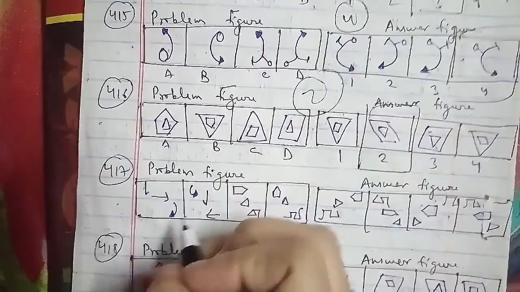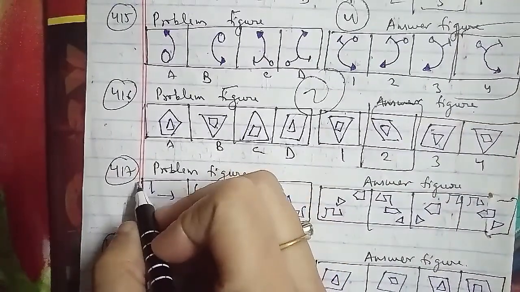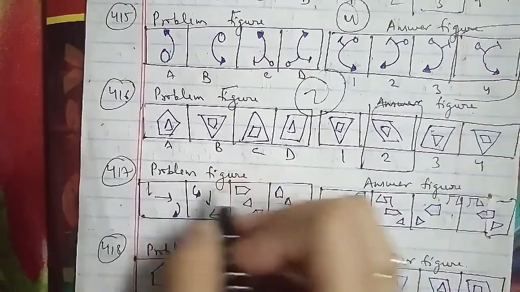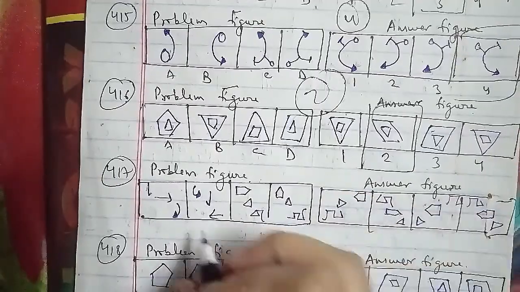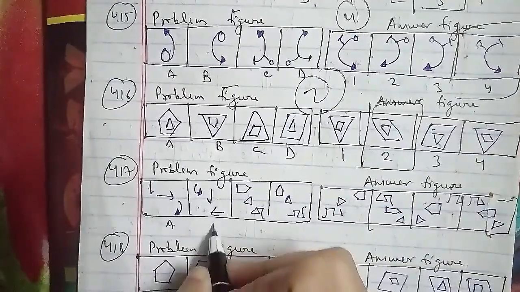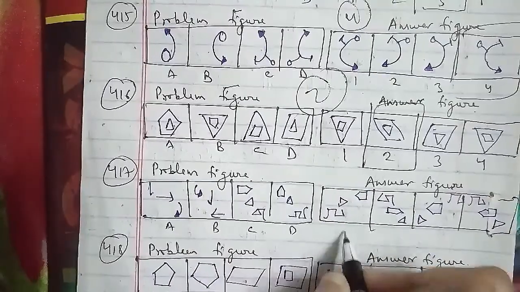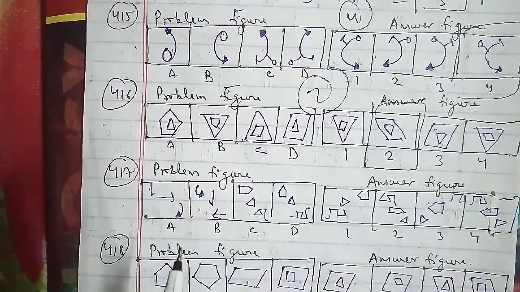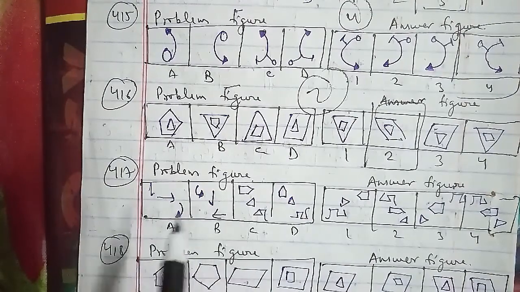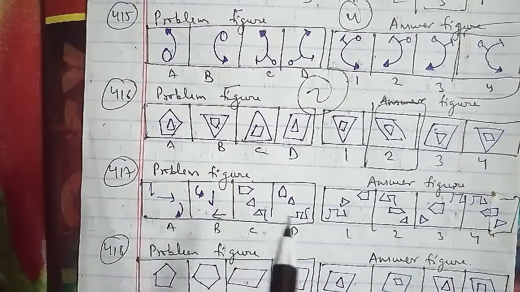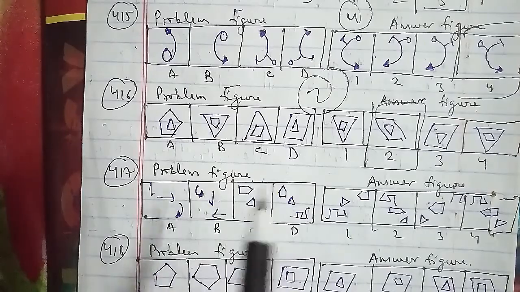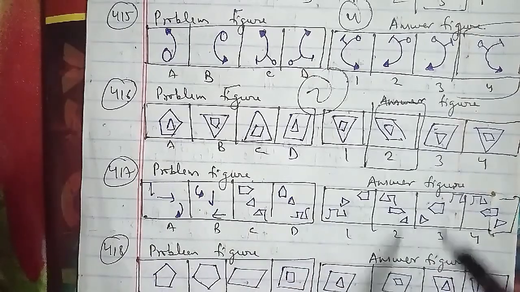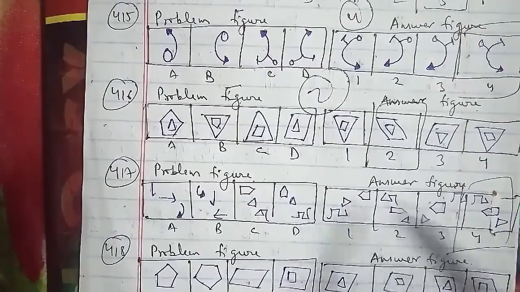We'll go ahead with the 417th question of the session. These were the problem figures and these were the answer figures, that is A, B, C, D, 1, 2, 3, 4 respectively as well. Here the figure descends one step and the lowermost figure becomes the topmost, and each figure is replaced by its mirror image. We can say that the fourth figure will be the right answer for this question as well.